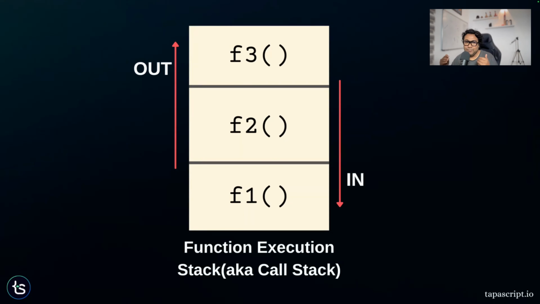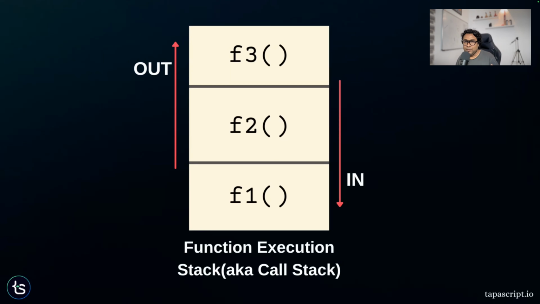What is a stack? By data structure, it is first in, last out. What gets in first comes out last. So one by one, as JavaScript encounters functions, it is going to put those functions inside the stack. Think of it this way at a high level. And once the execution of the function is over, it will take the function out of the stack.